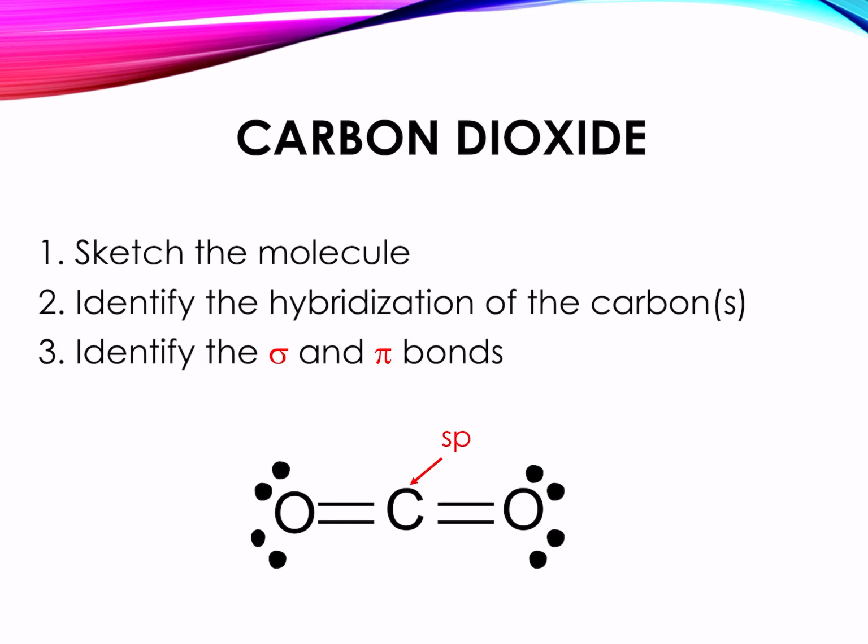So in each of those, right, each of those are double bonds. So we always have a sigma bond and the other one will be a pi bond. So they will each be 1 sigma, 1 pi.